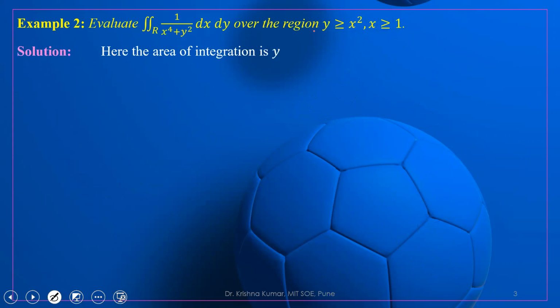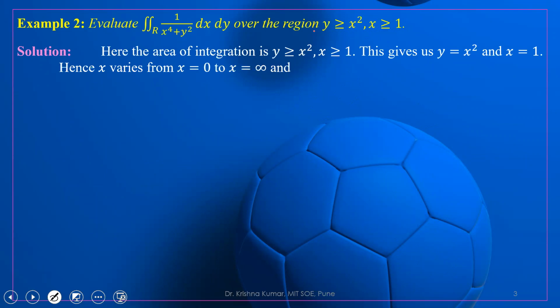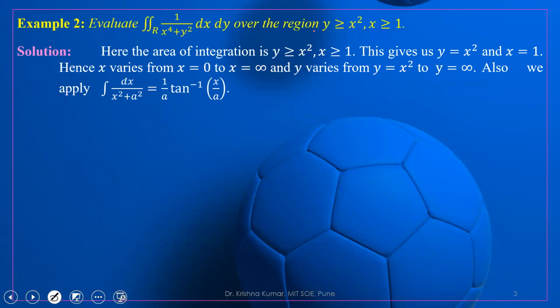Okay, so here the area of integration is y is greater than or equal to x square and x is greater than or equal to 1. This gives us y is equal to x square and x is equal to 1. Hence x varies from x equal to 0 to x equal to infinity, and y varies from y is equal to x square to y is equal to infinity. Also we apply this formula here, because we have to integrate this part.